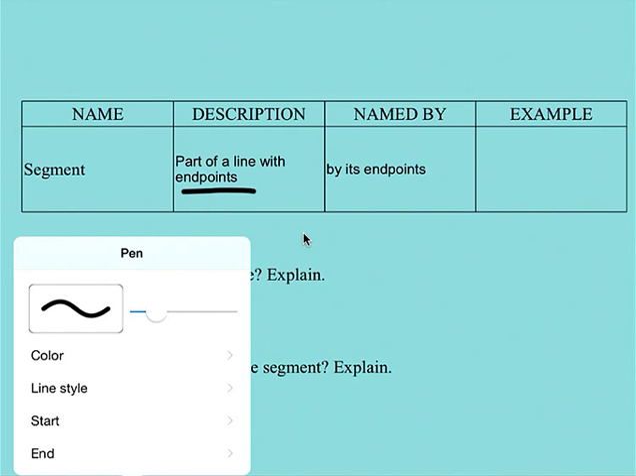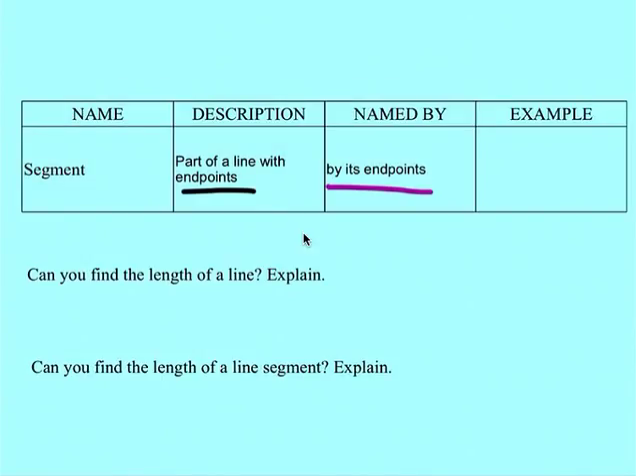All right, so how else can we identify it? Well, we can identify it by its endpoints. So that's how we're going to name it. For example, if we have something where M is an endpoint and N is an endpoint, we would name this segment MN. And we put a line above it because it's a segment, and we just draw a line instead of having arrows on it.